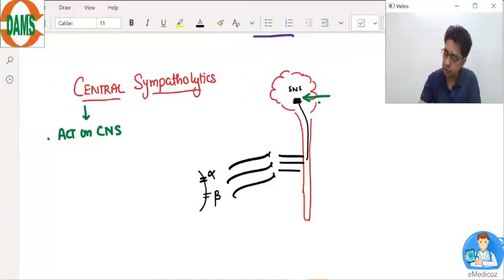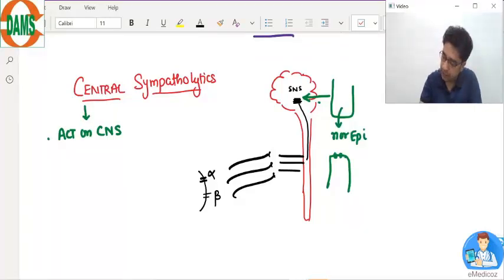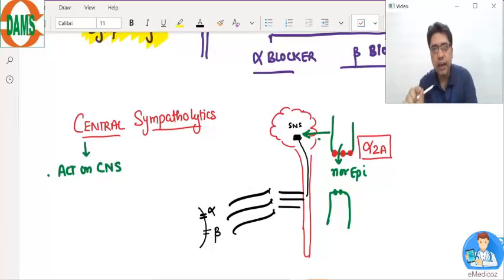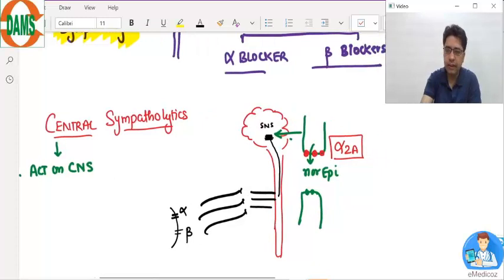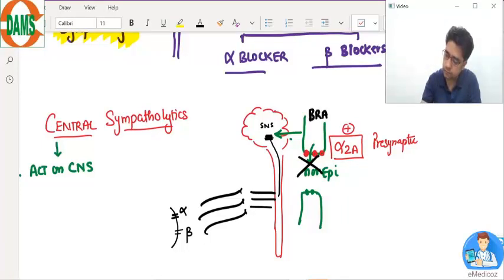Second point, in CNS, this is a neuron, and this neuron is going to other neurons. This neuron is releasing some norepinephrine, and this norepinephrine is going on other neurons. Now remember, on presynaptic neurons, we have alpha 2A receptor. Alpha 2A receptor was a presynaptic receptor. And second point, when you stimulate this alpha 2A receptor, it applies a brake. That means stimulation of alpha 2A receptor will reduce sympathetic discharge from the brain.